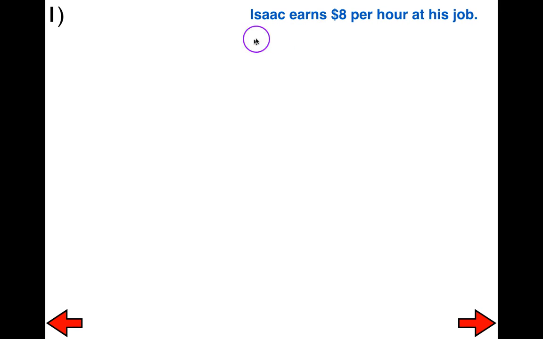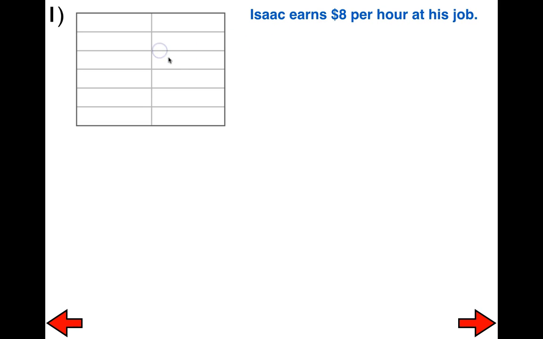So first things first, we're going to start with creating a table. Here we're going to label it with number of hours and amount earned. First we want to talk about how much he would earn if he hasn't started working yet. He would earn nothing. He would have no money.